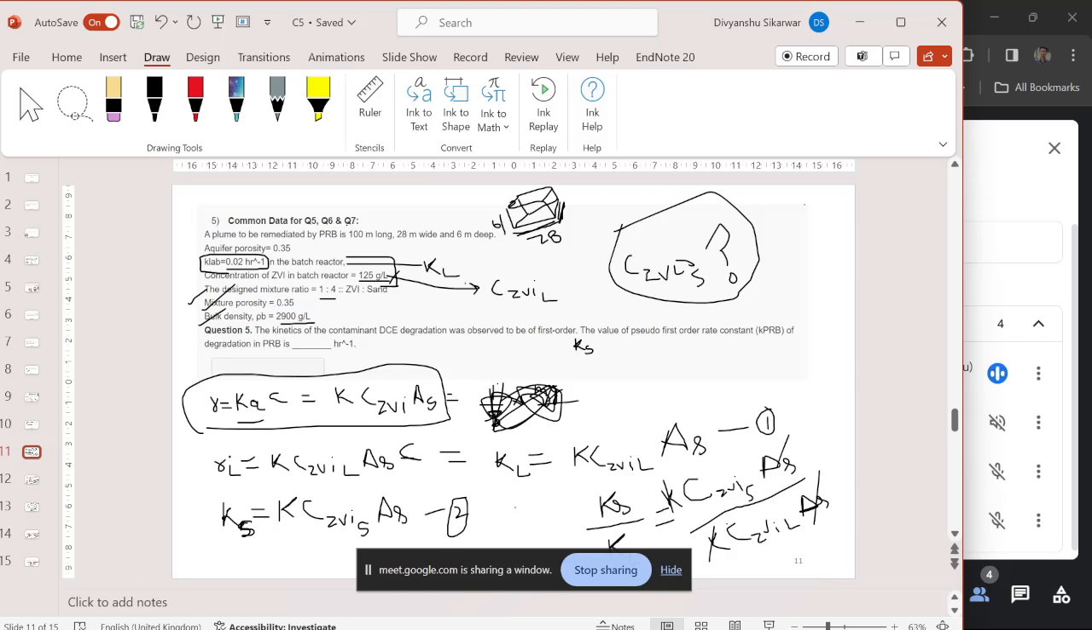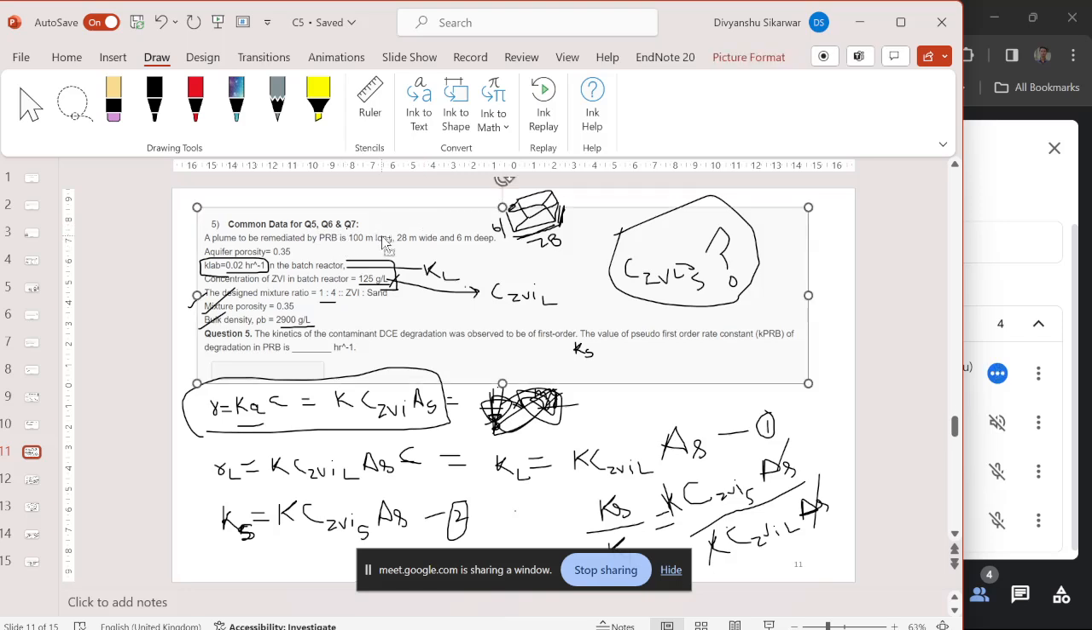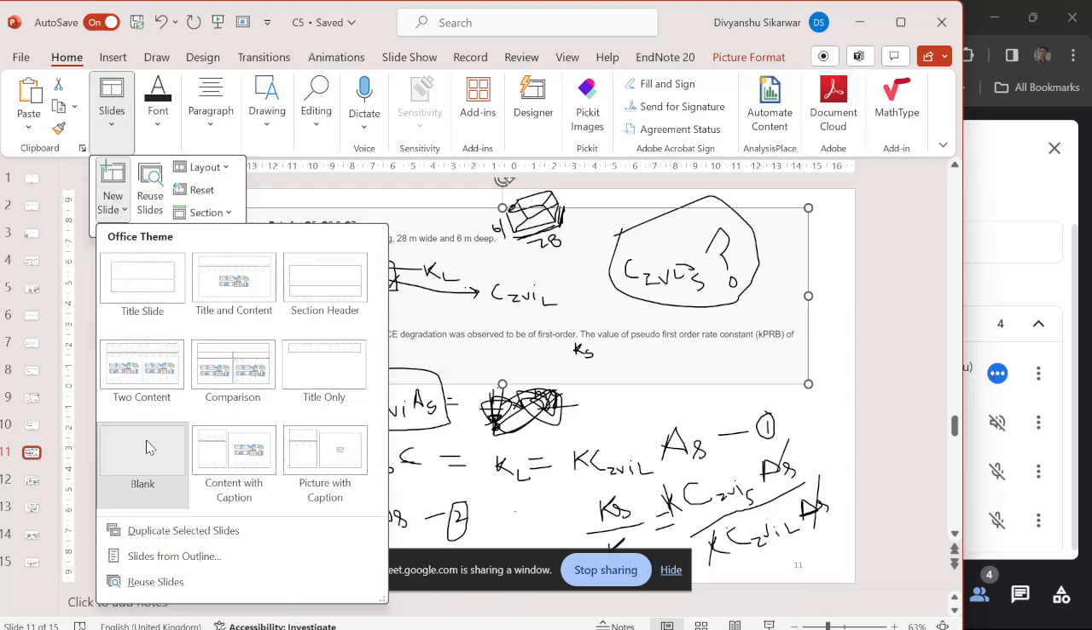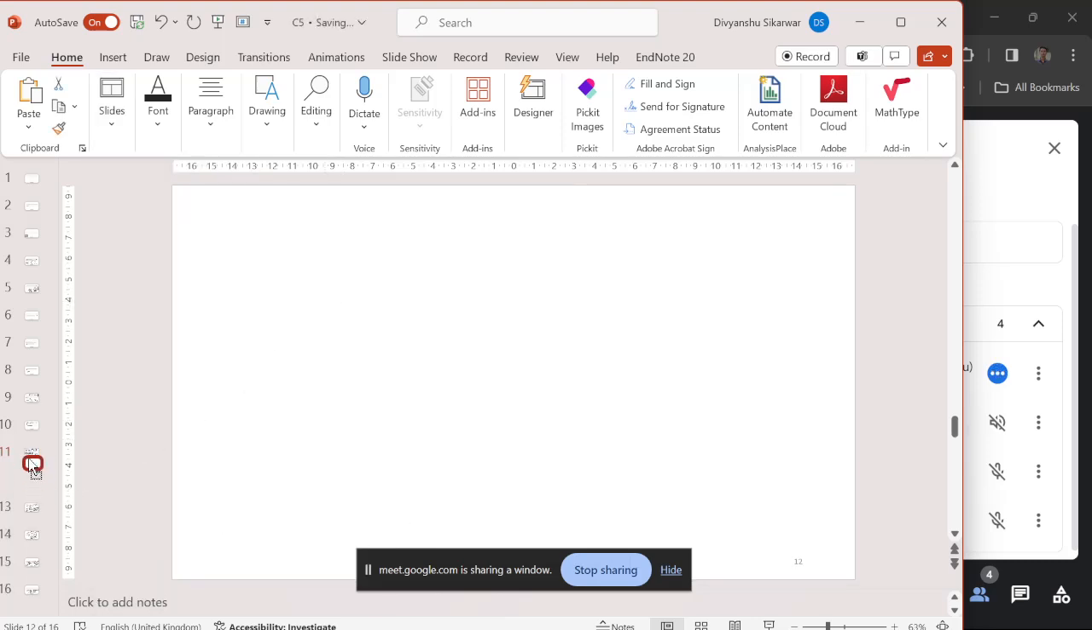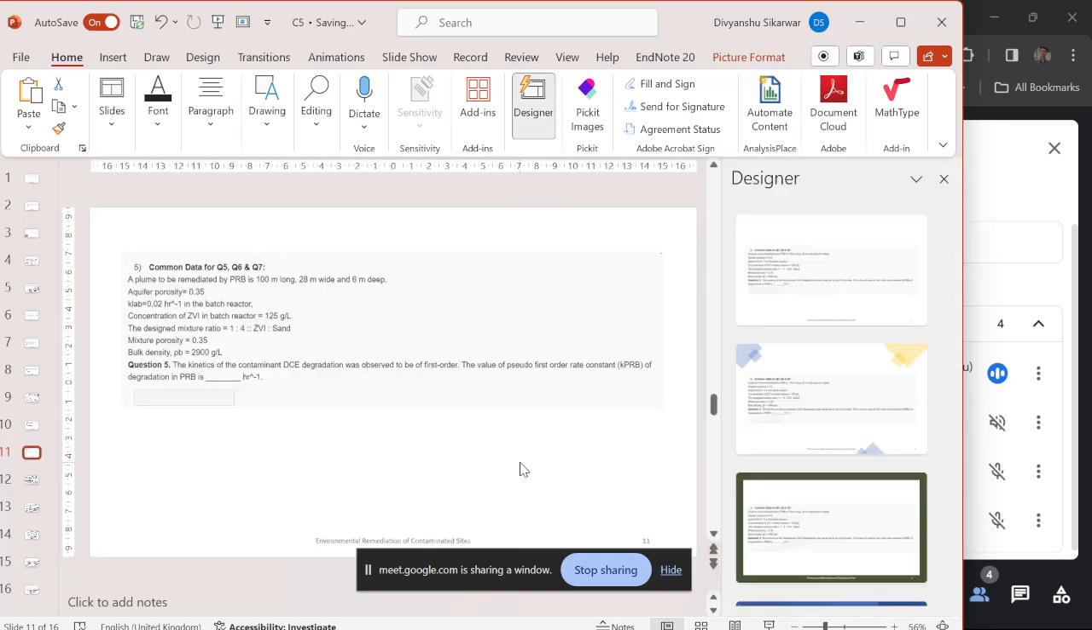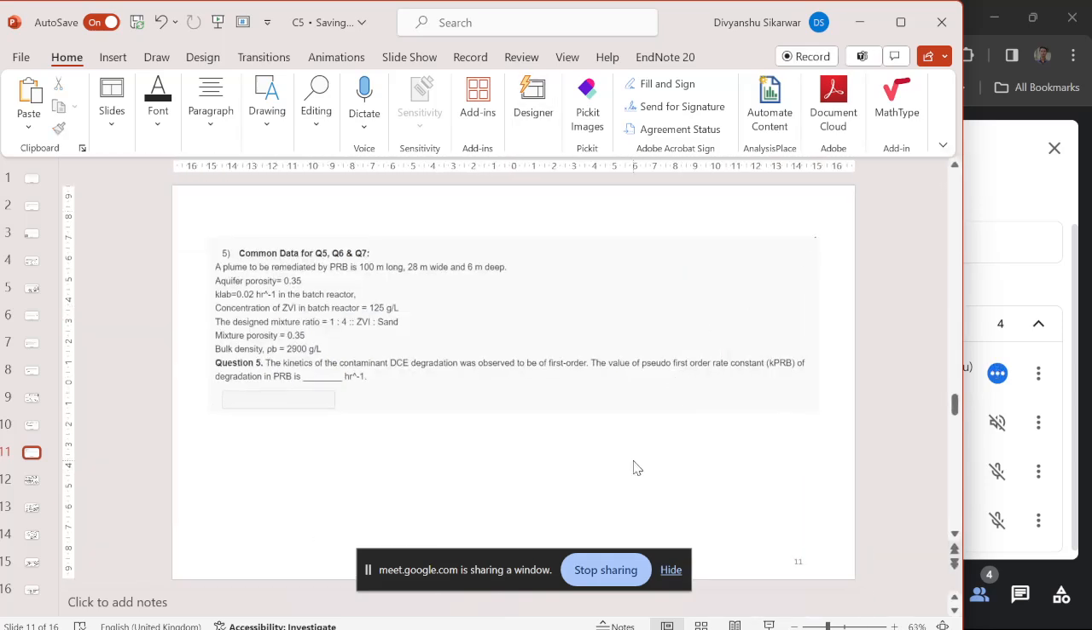I want to discuss one question from the previous class. You try to solve this question once. It's a three-part question. You try to solve it once, and then we will do it. Basically, a design of PRB.